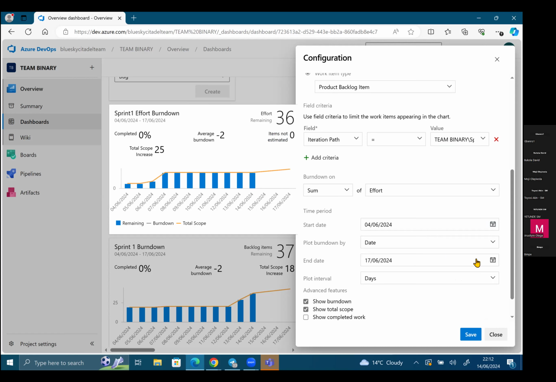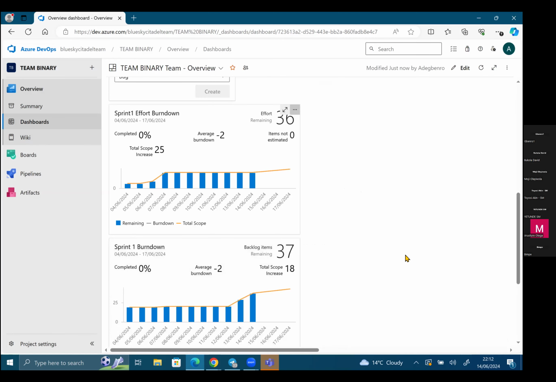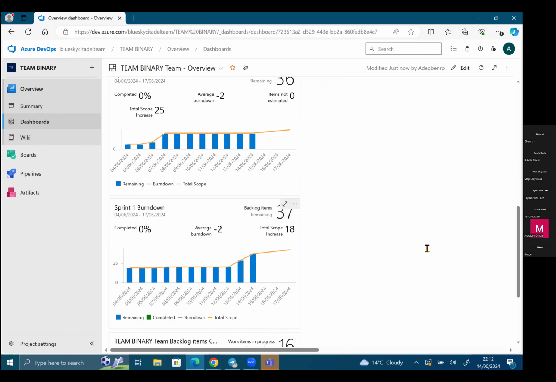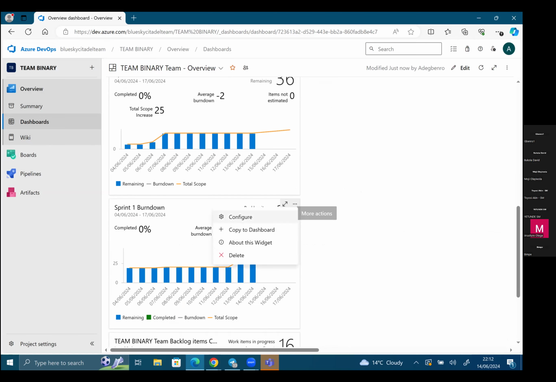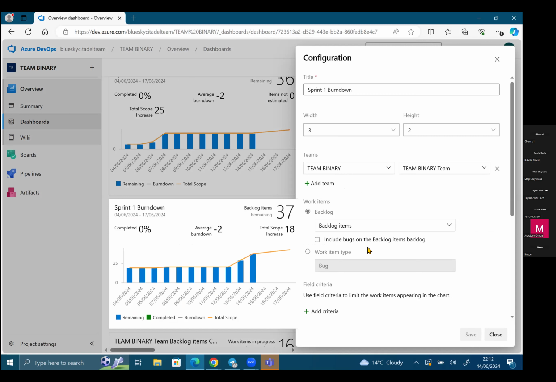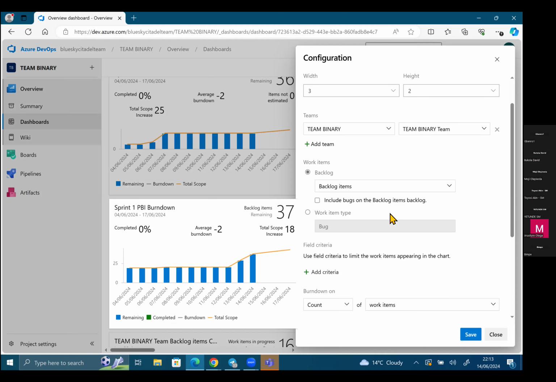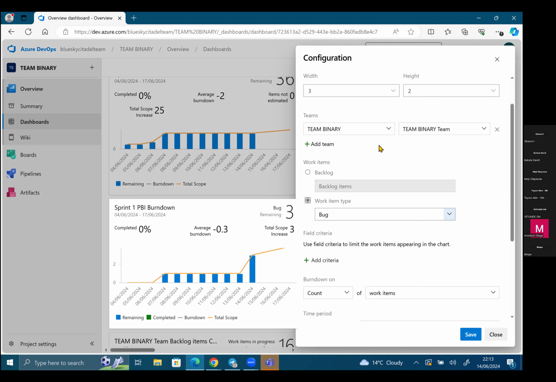Yes. So for this one, let's make the title sprint 1 PBI burn down. Just PBI in front of the burn down. So we're not tracking efforts now, we're tracking the PBIs themselves. Okay, so let's do the second thing we did. Go to the work item type. Leave all that. Pick your PBI again, your product backlog item again.